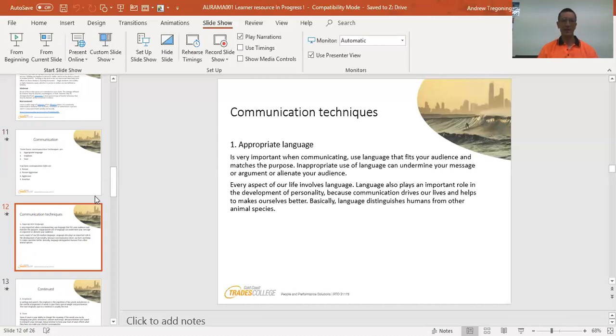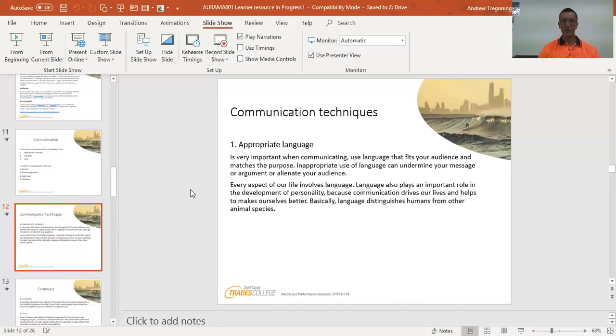So every aspect of our life involves language. Language plays a really important role in the development of personality because communication drives our lives and helps to make ourselves better. Basically, language distinguishes humans from other animal species. Certainly other animals communicate in different ways, but of course us humans, we have language to make our communication better.